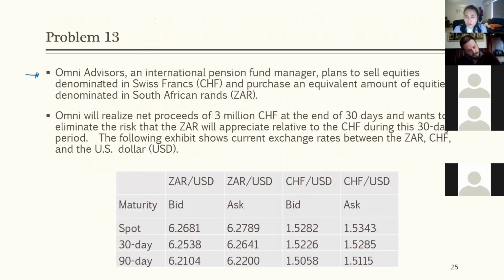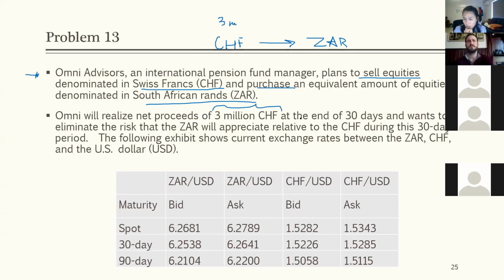So in this question, we have a fund manager, and what they want to do is sell their equity portfolio in the Swiss franc, and purchase the South African rand, okay? Essentially, you want to convert your Swiss franc holdings into the South African rand, which is the ZAR. Suppose that your equity portfolio is 3 million Swiss francs. Now, the time horizon that you're looking at is 30 days, okay? So these are the exchange rates that you observe.